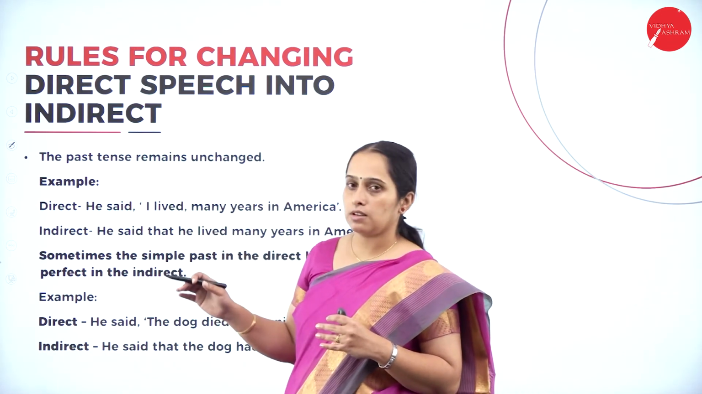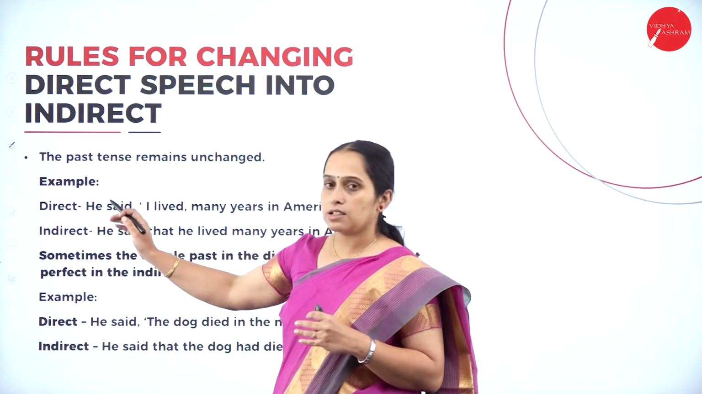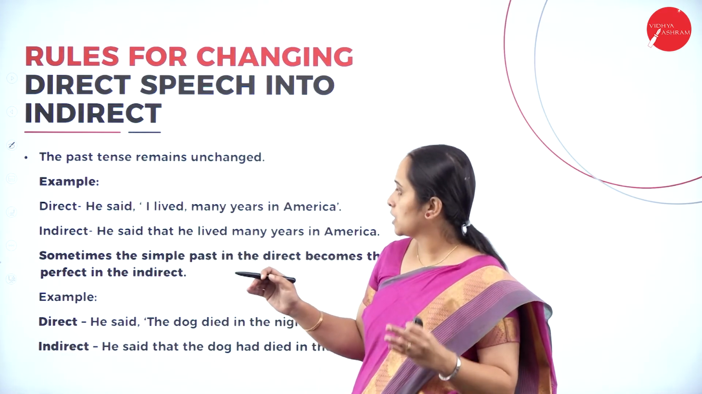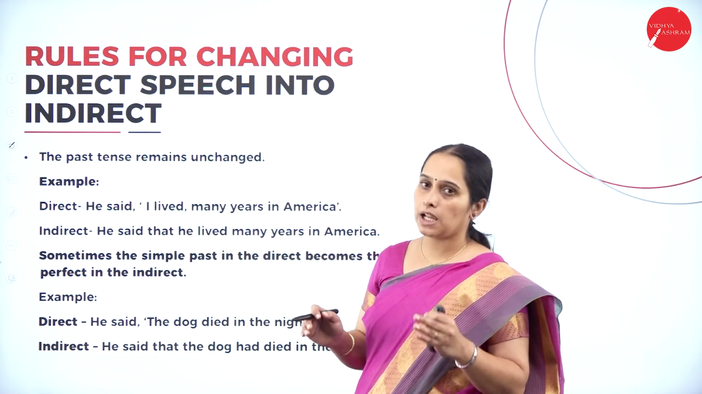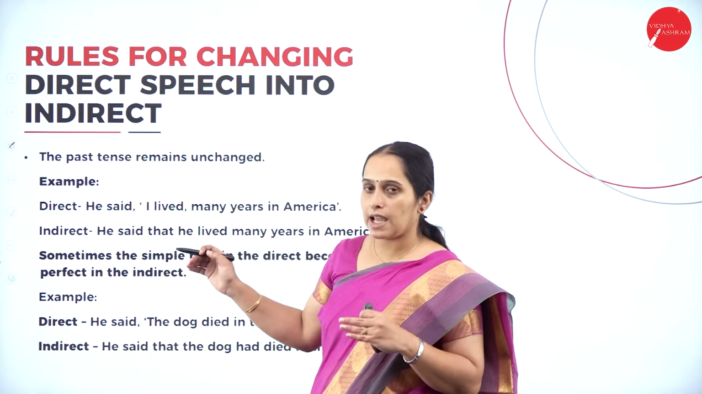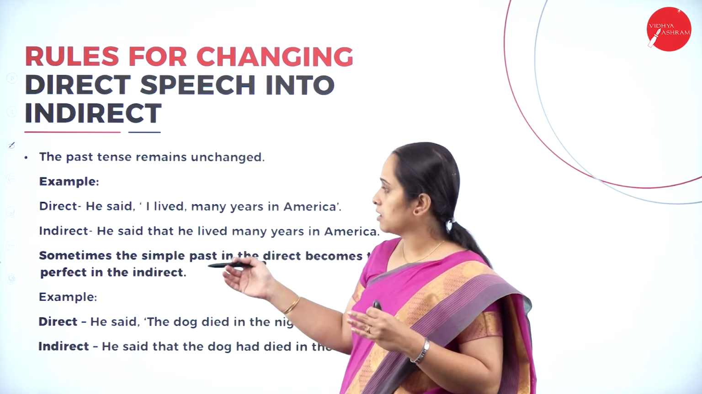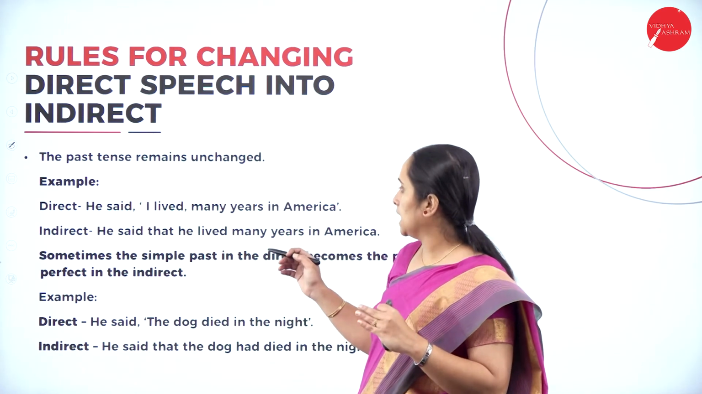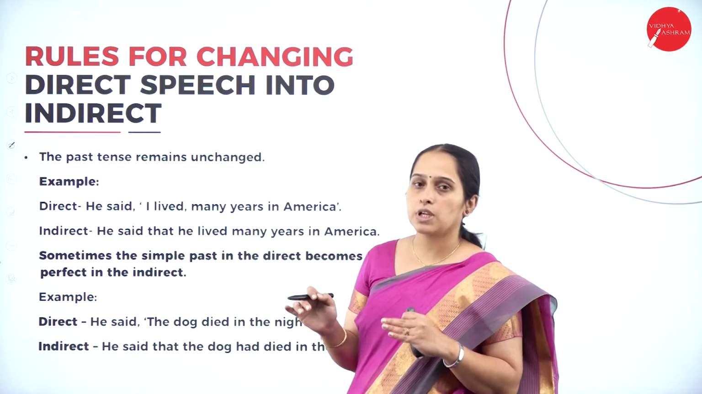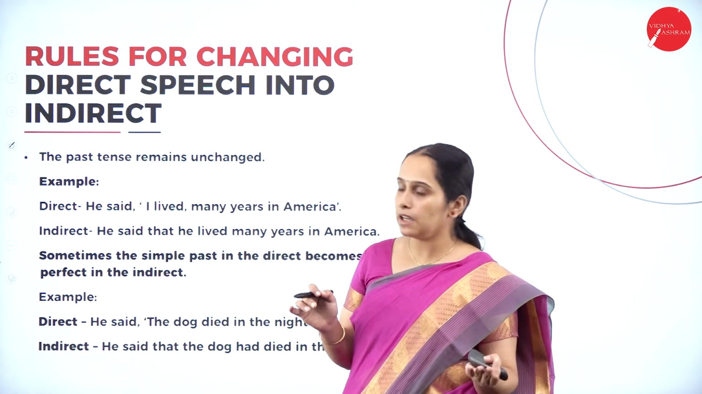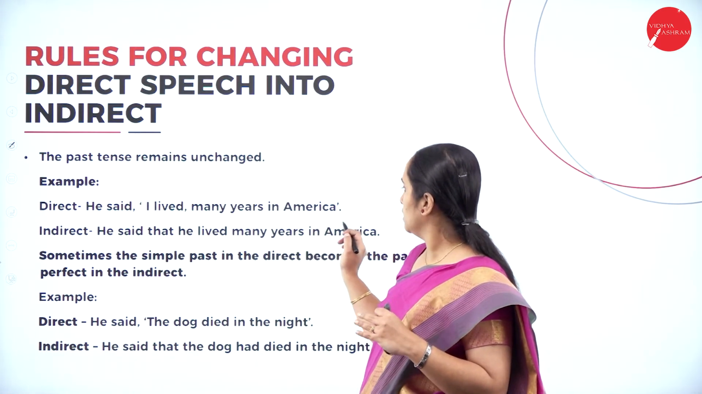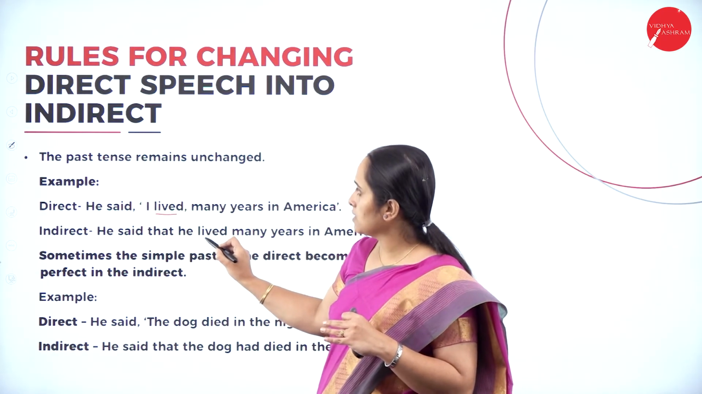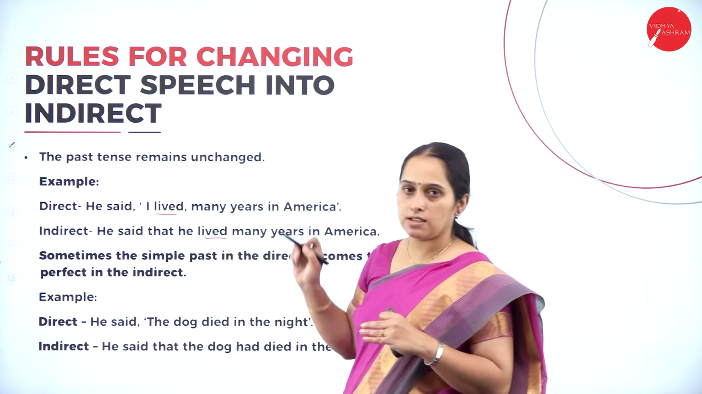For example, here is the example for direct speech: He said, "I lived many years in America." When we change into indirect speech: He said that he lived many years in America. So you can make out this is past tense, and here it remains unchanged.